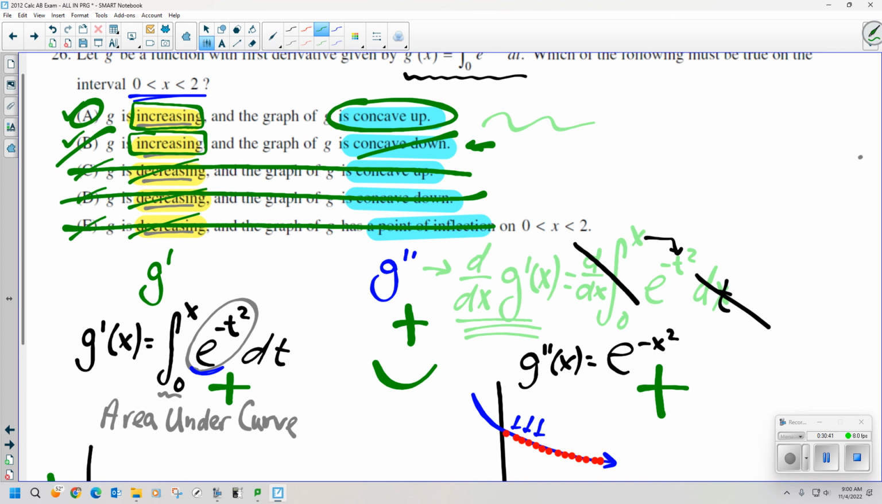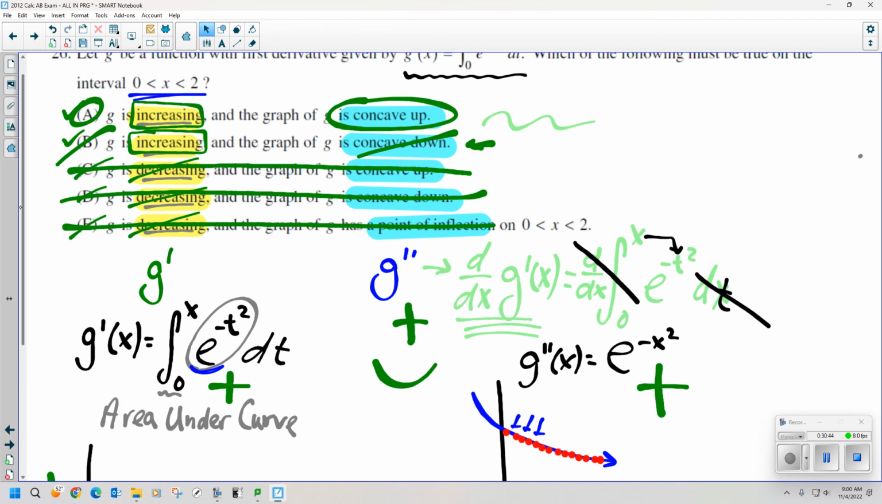So we really didn't have to do any sort of calculations. We really just had to understand what the graph of e looks like. Even if it's a negative exponent, that just means it's decreasing. It's still positive, but it's a decreasing positive function. Good deal.